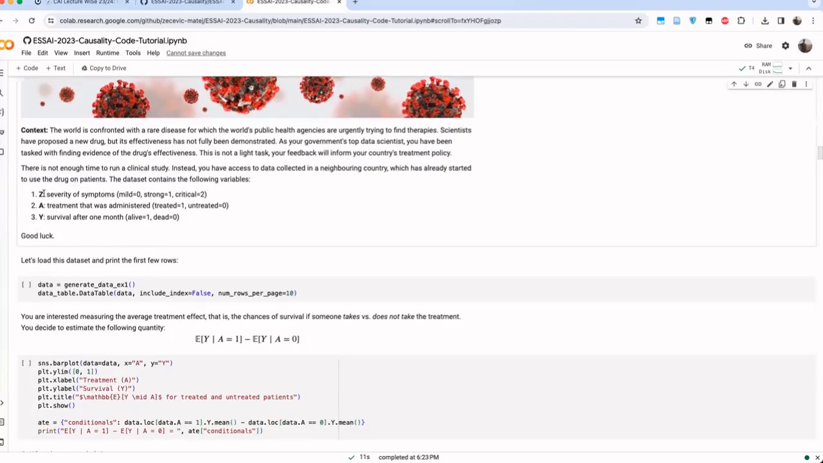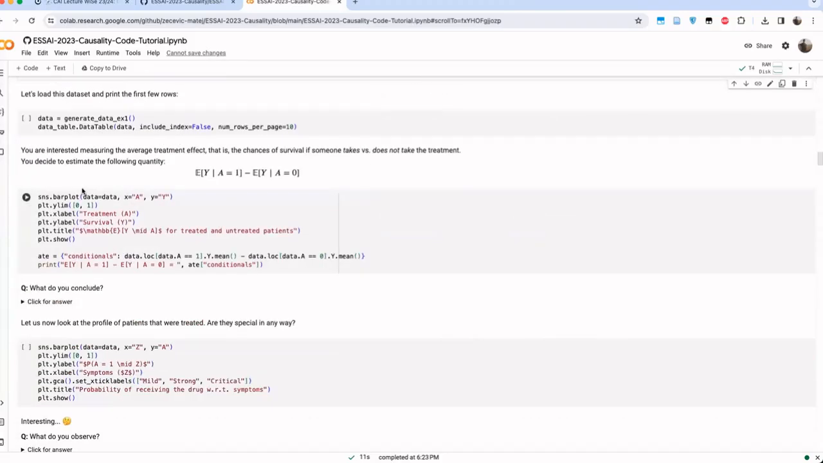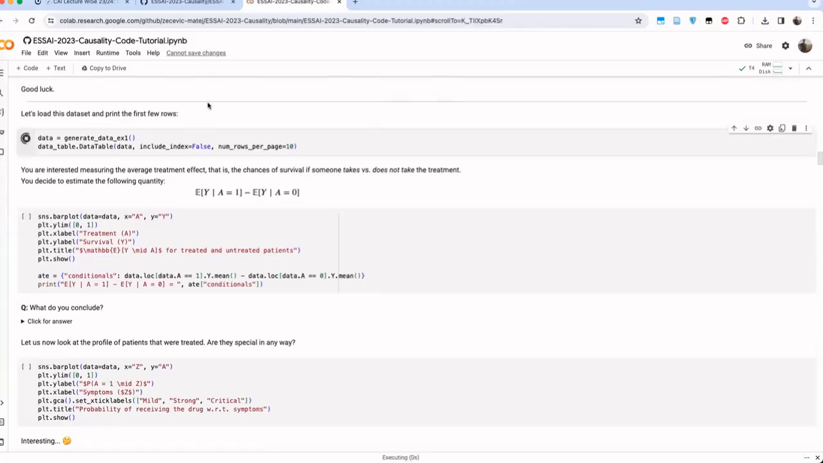And here we have simply the features that we're going to measure. It's going to be categorical, even binary in some cases. So we have the severity of symptoms, mild, strong, and critical, denoted by 0, 1, and 2, respectively. Treatment being given or not, denoted by either 0 or 1, and survival after a month of that patient. And yeah, good luck.